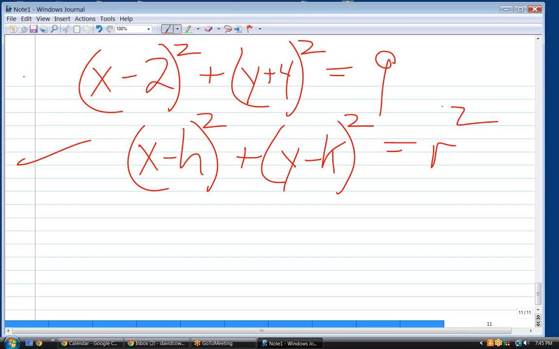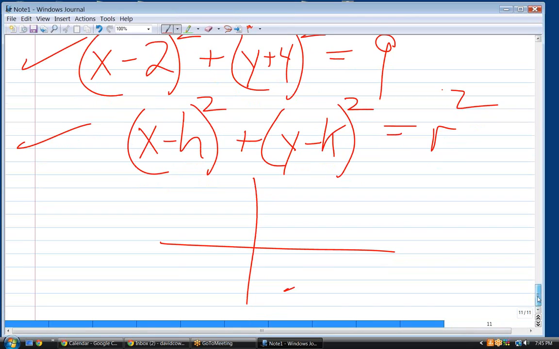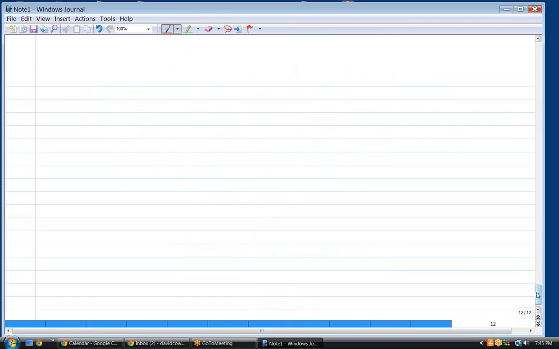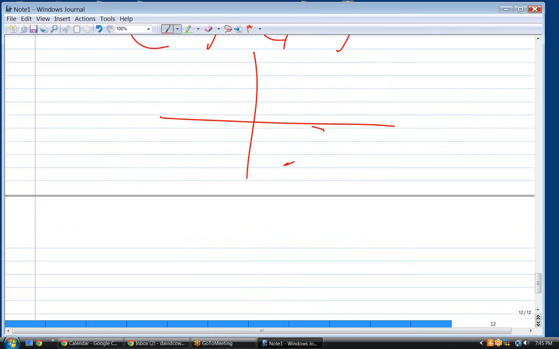So, given our equation, where's the center of that circle? 2, negative 4. And what's the radius of the circle? 3. There it is.